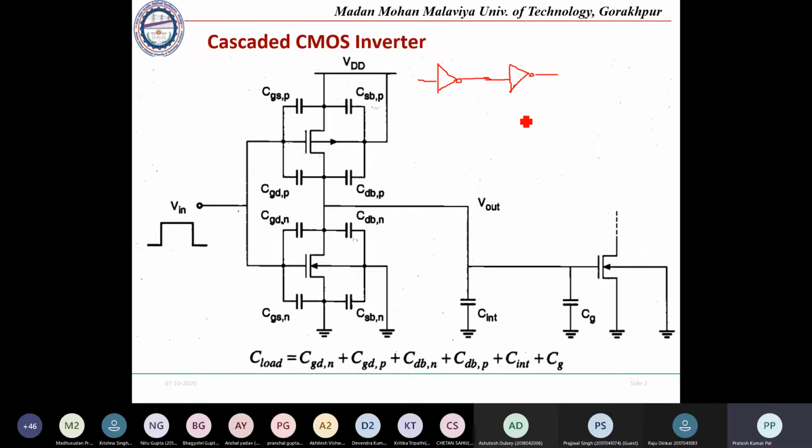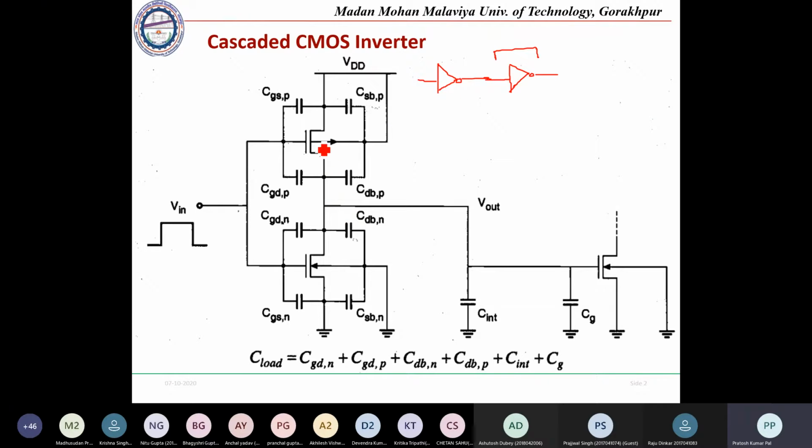So we will be analyzing one inverter connected, and along with that another inverter connected in the same way in cascade with the first one. We will analyze how the effect of this second inverter can be incorporated to analyze the first inverter. So first of all, we will see the first inverter.